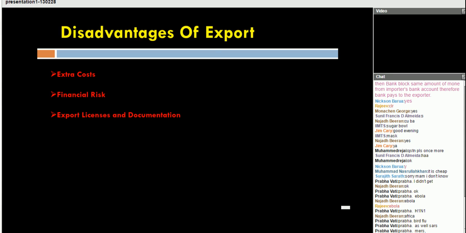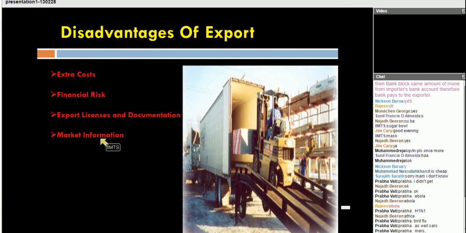Now, what are the disadvantages? Extra cost, financial risk, export licenses and documentation that is very difficult to comply with. Then market information may be incorrect. And another disadvantage of importing is that one country gets to enter into another country. Like, as you must be knowing about the history of India, Britishers came for trading to India and finally they settled down. They made India a colony of themselves. That is not something any country would want.